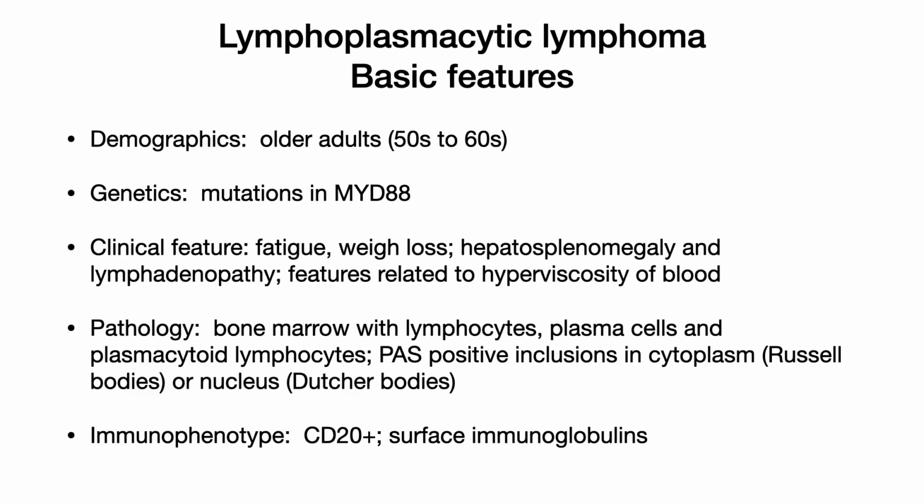I mentioned it, but a lymphoplasmacytic lymphoma is one associated with Waldenstrom's or the heavy chain disease. This is also found in older adults. They have a mutation in MYD88 usually.